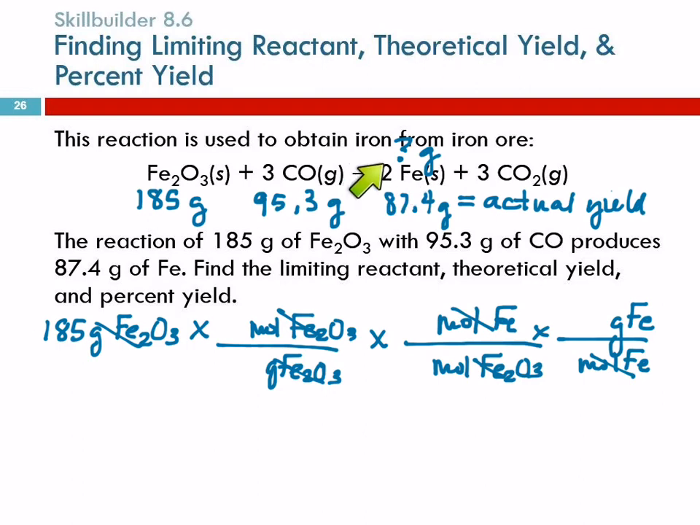In front of Fe, there's a 2. So in my mole ratio, I put a 2 in front of Fe. In front of Fe2O3, there's nothing, so I put a 1. I could leave it blank, but I don't feel like it. I'm going to do the last one first because it's the easiest. Iron is 55.85 grams per mole. And then I need the molar mass of Fe2O3.